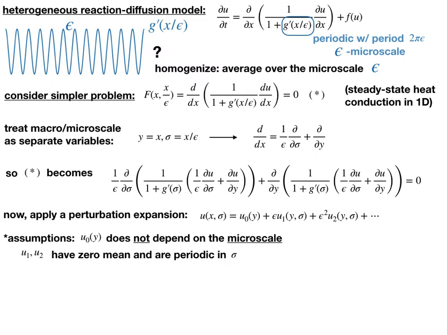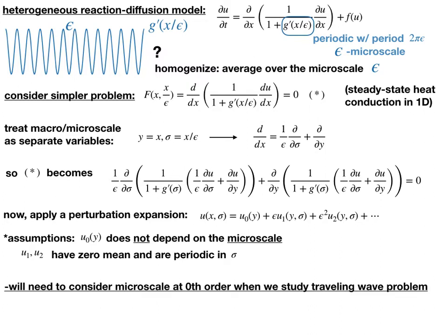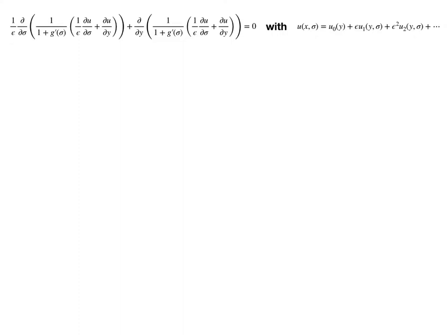The other thing is that because we assume that G prime has 0 mean, we're also going to assume that U1 and U2 have 0 mean as well. Okay, so this 0 mean perturbation is going to result in a 0 mean perturbation to the solution. Okay, and also because G prime and G are periodic in sigma, so are U1 and U2. Okay. So as I said, we are going to need to consider the microscale at 0th order once we go to the traveling wave problem, and we'll see the effect of not doing that now in the case of the steady state heat conduction problem.